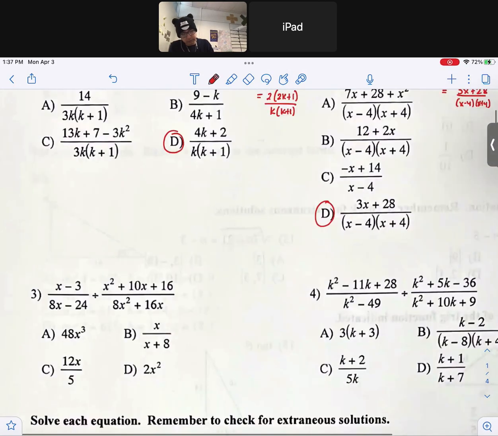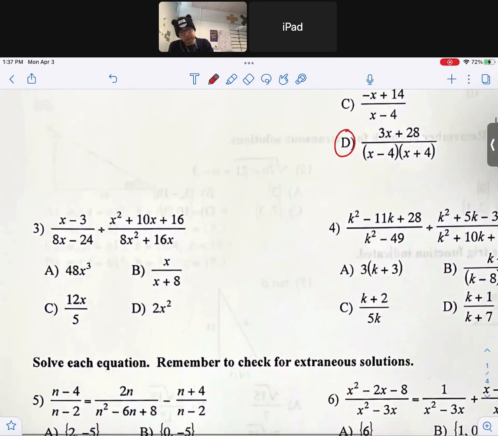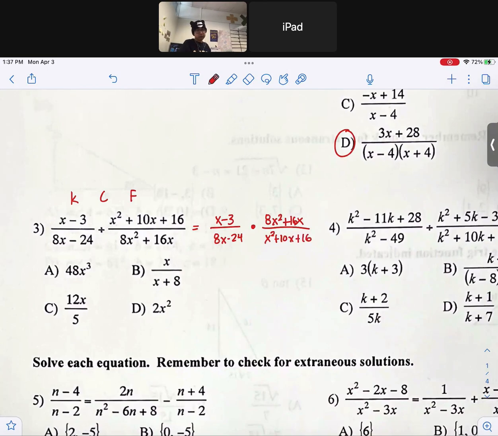Okay, number 3. Alright, so first of all, this is division, everyone, okay? That's division, so you can't have division, so you've got to do KCF. You've got to keep this, flip this, take the reciprocal of that. So keep, change, flip. We're going to keep this one, change the division to multiplication, and flip, take the reciprocal of the whole right-hand side. So once you get this, now you just have to factor.